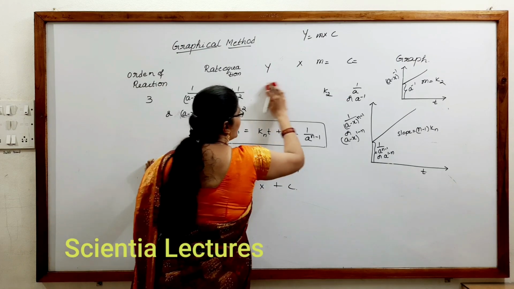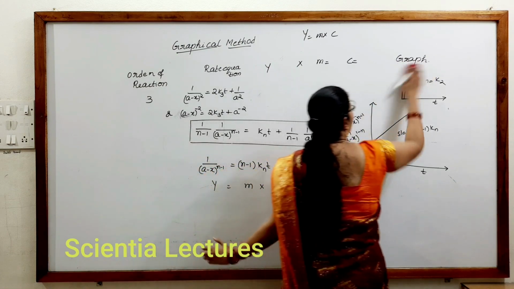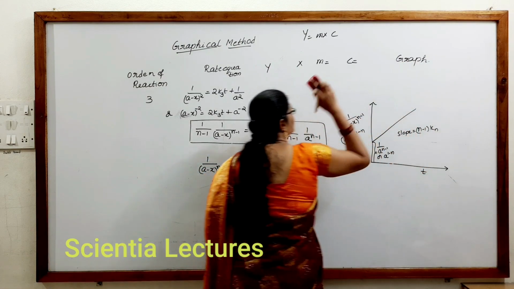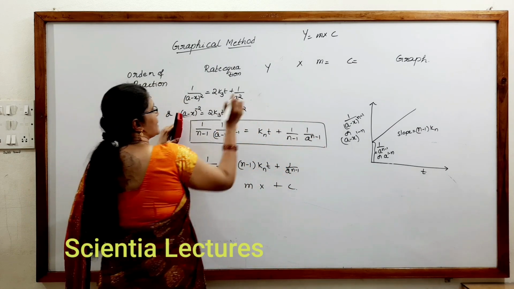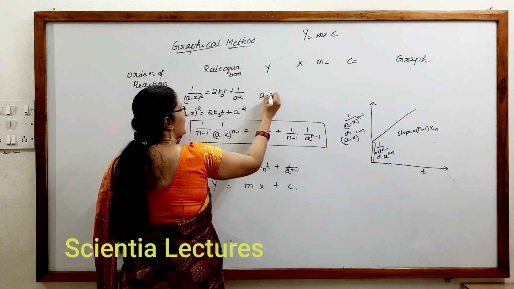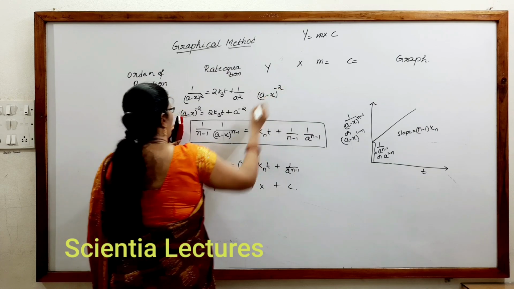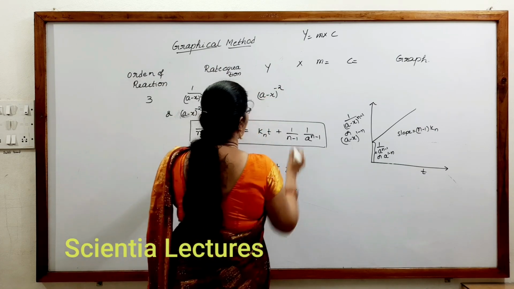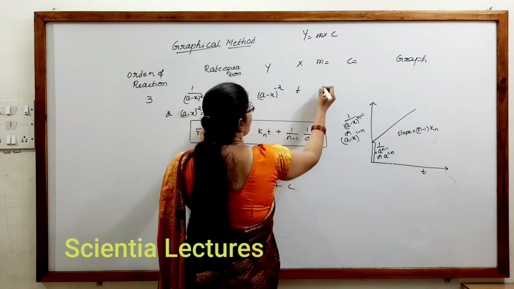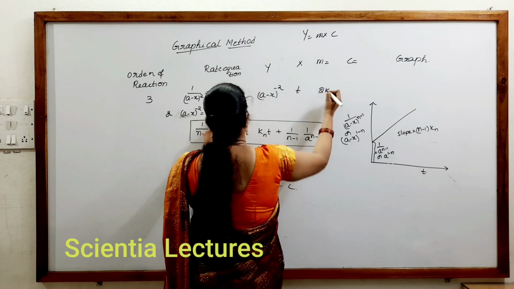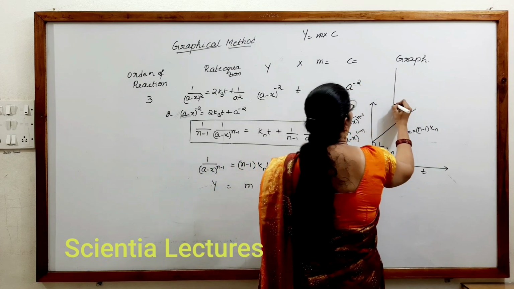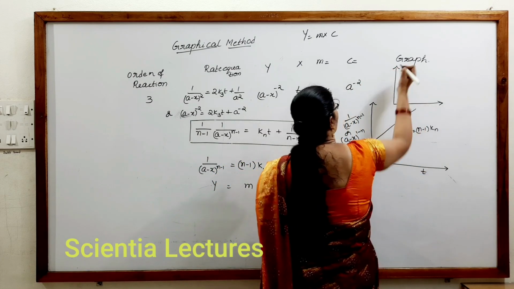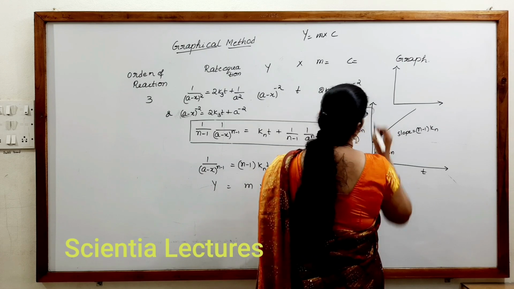Now, for a third order reaction, what should be taken in y-axis? Y equal to mx plus c. If we have taken y-axis, we have to take a minus x to the power of minus 2. What is taken in x-axis? T, a variable. What is the slope? 2k3. Now, what is the y-intercept? A power minus 2. How to draw the graph related to that with respect to the nth order reaction?